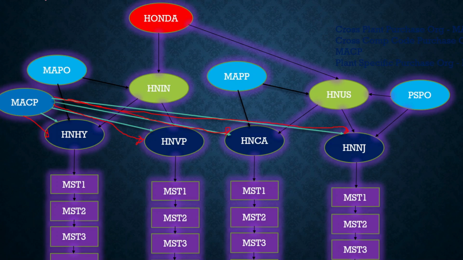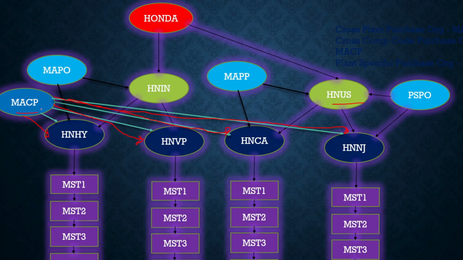Types of purchase organization, okay. So MACP is assigned with this plant, and it's also assigned with the plants of these different company codes. So it's assigned with this plant, this plant, this plant and this plant. Can you guess which type of purchase organization MACP is? Is that a cross plant purchase organization? Yes or no? It's incorrect. It's not a cross plant purchase organization.